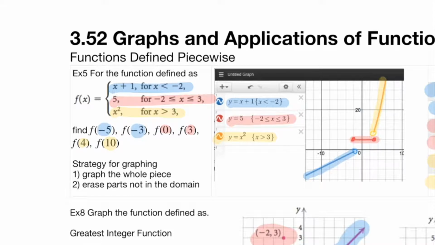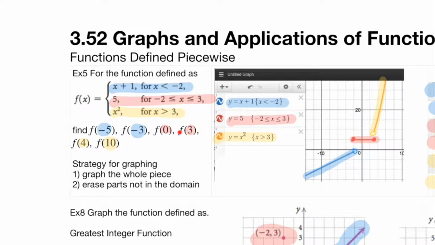How do you calculate the values? How do you actually find f of -5, f of -3? Well, you have to be very careful because you have to plug -5 into the correct piece. Because -5 is less than -2, we're going to use the top blue piece, and for -3, you're going to use the top blue piece to evaluate. Because 0 is in between -2 and 3, it satisfies this condition here, so f of 0 is going to equal 5. We're going to use the red piece to calculate.